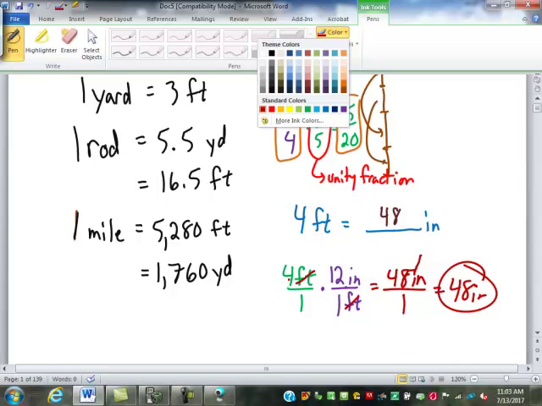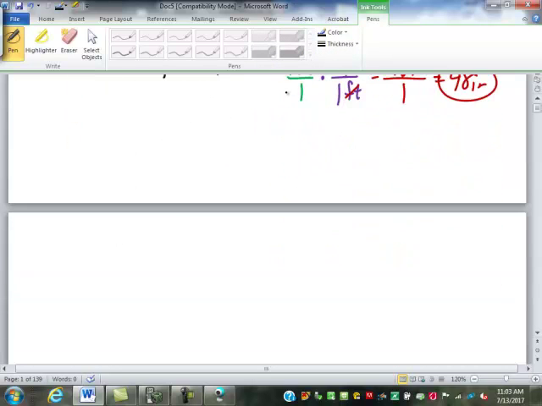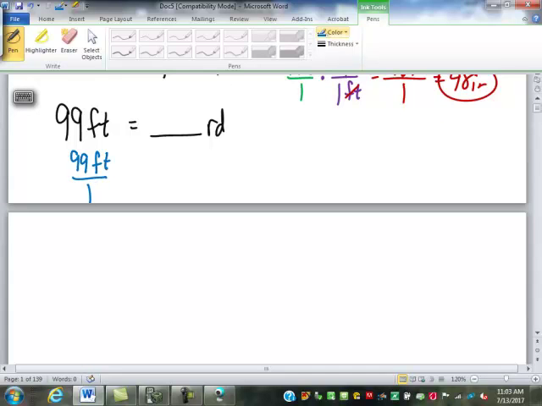Now again, most of us have done conversions with feet and inches enough that we don't need to go through a process like that. But what if I give you something like 99 feet? Then I ask you, how many rods is that? That's a little bit of a different story. We haven't done that conversion of feet and rods very often. So I'm going to take my 99 feet and I'm going to put it over 1.